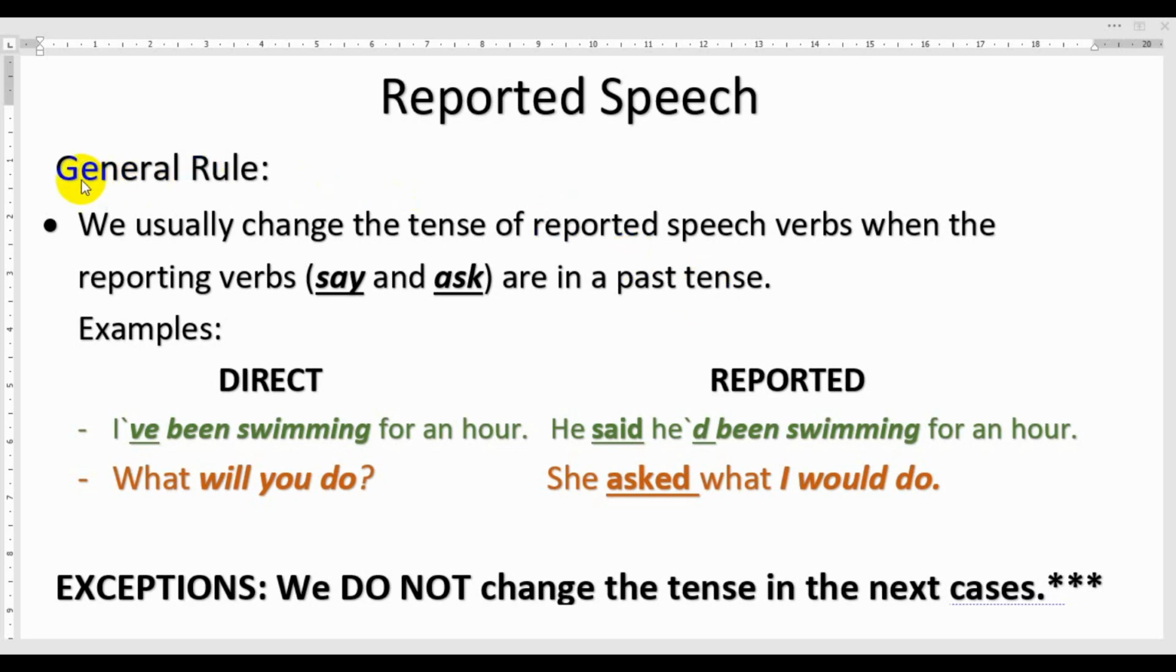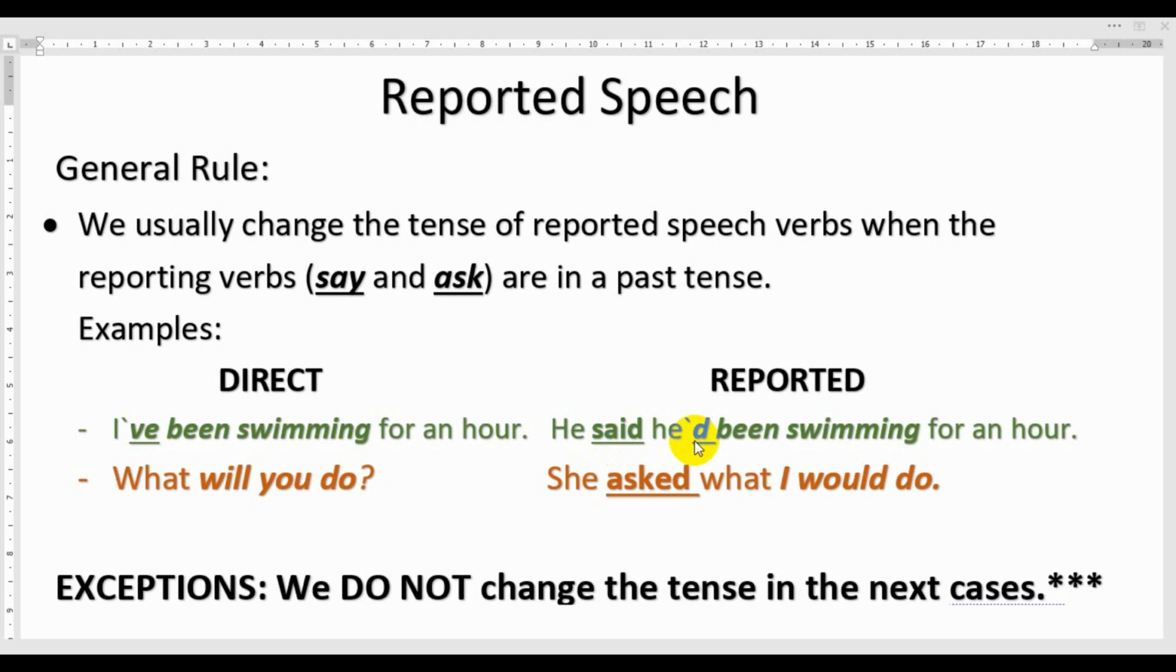First of all, we have the general rule, and it says that we usually change the tense of reported speech verbs when the reporting verbs, for example, say and ask, are in a past tense. Let's see some examples in here. In direct speech, we have this example. Pay attention to this. I've been swimming for an hour. And in the reported speech, we have the same sentence, but in this way. He said he'd been swimming for an hour.